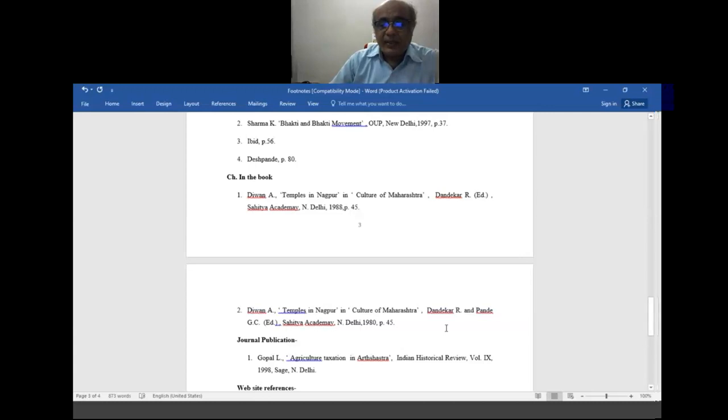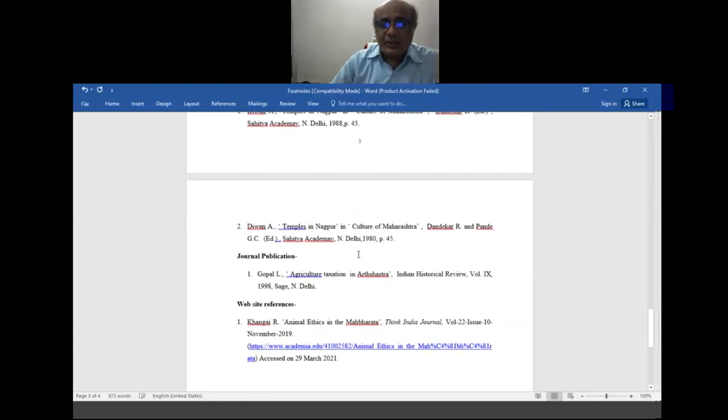All right. Now, how the journal publications are to be referred to, or how the footnotes are to be given. When you take information from a journal, you have to write the name of the author. Then this is the title of his research paper, Agriculture, Taxation in Arthashastra, and that is published in the journal which is titled Indian Historical Review. This is the volume of that journal, volume number 9, which was published in 1998. It is published by Sage Publisher from New Delhi. So this is how you write the footnote when you take information from a journal.